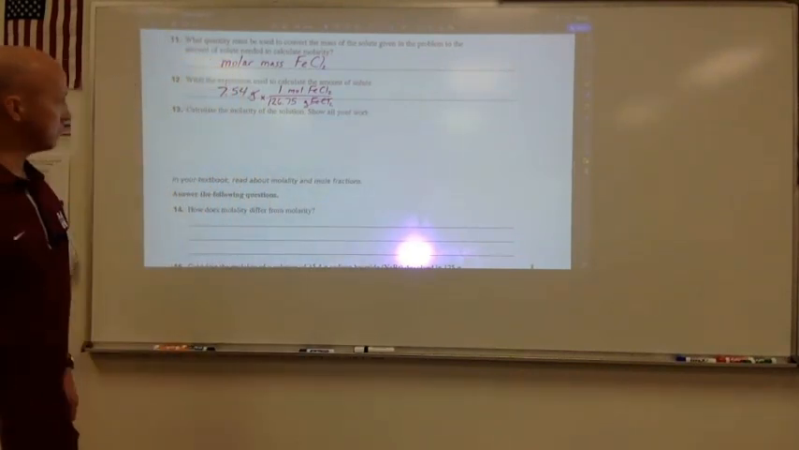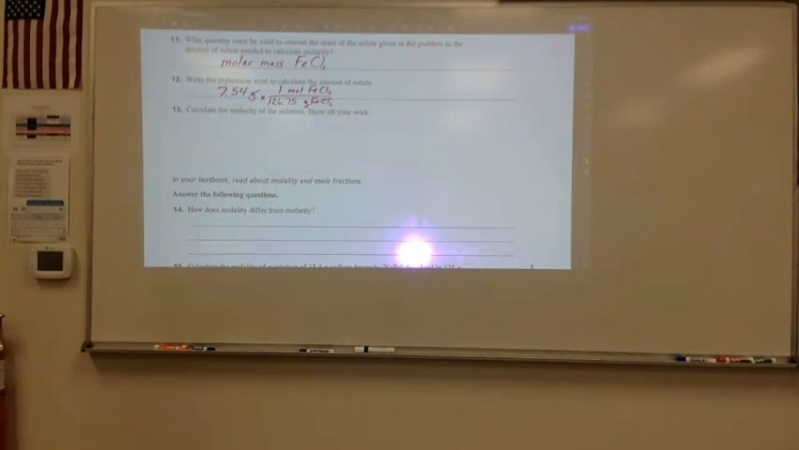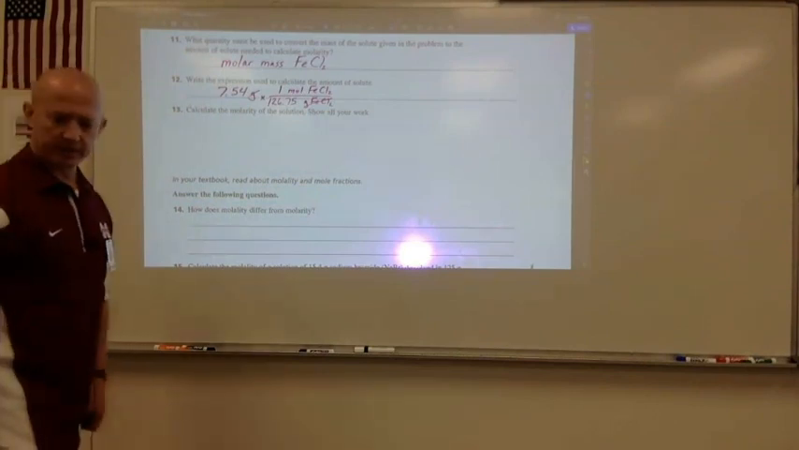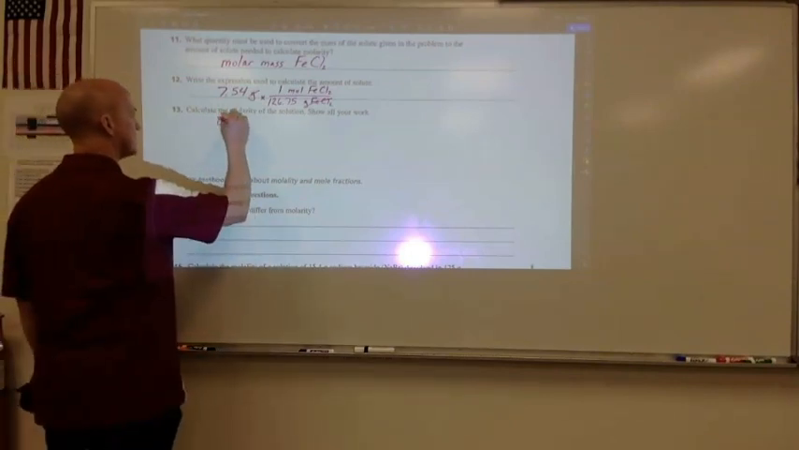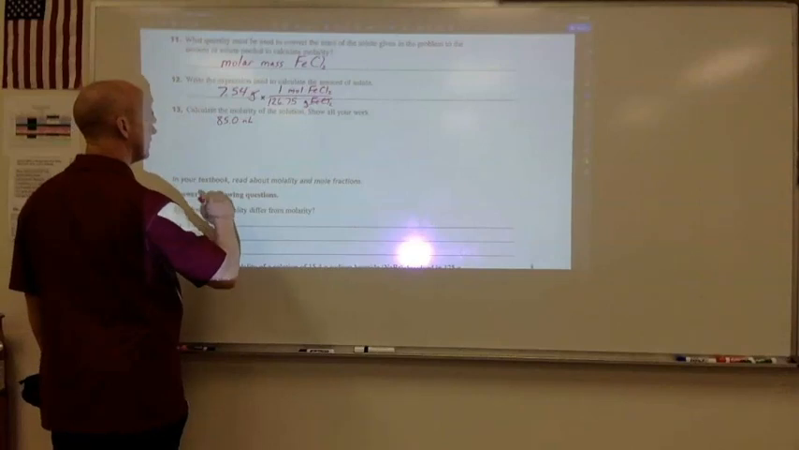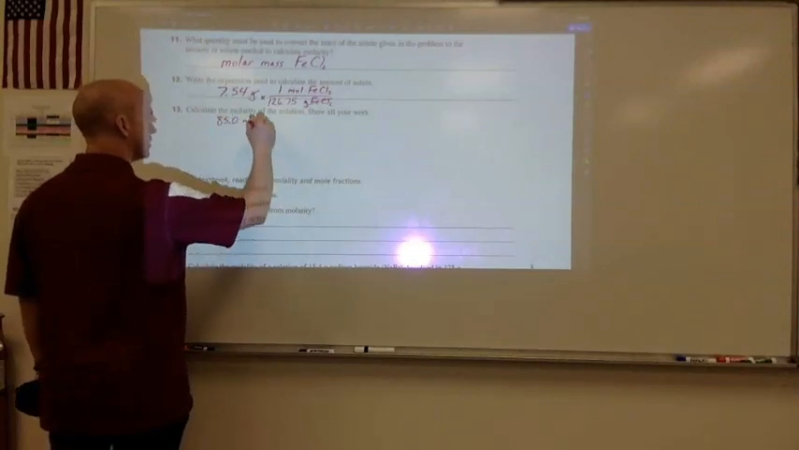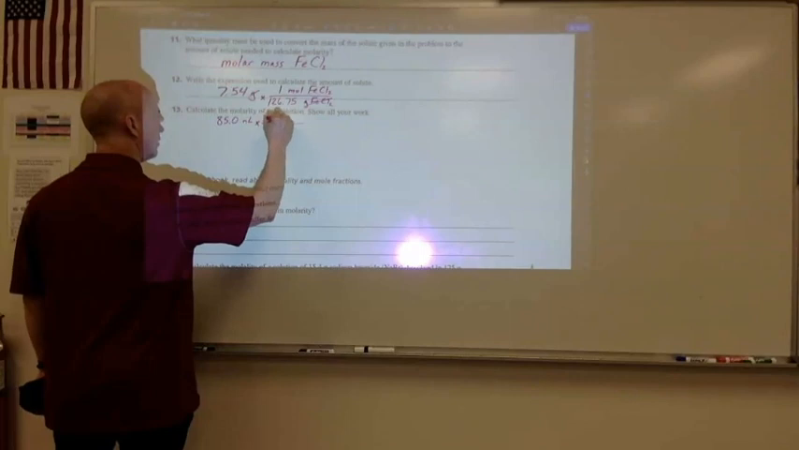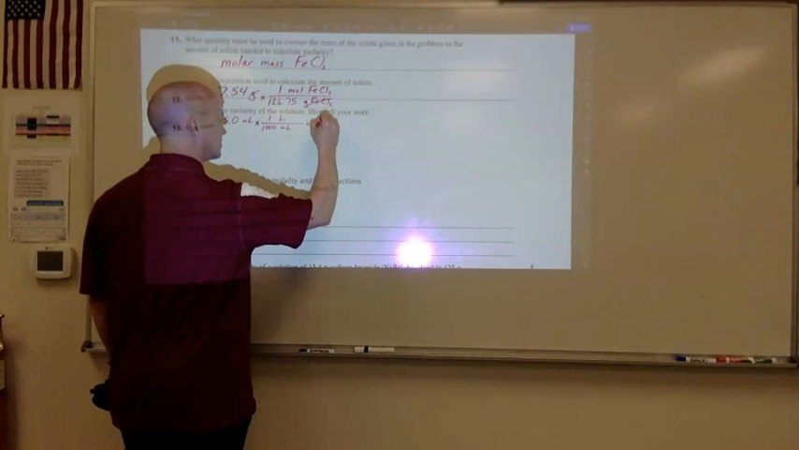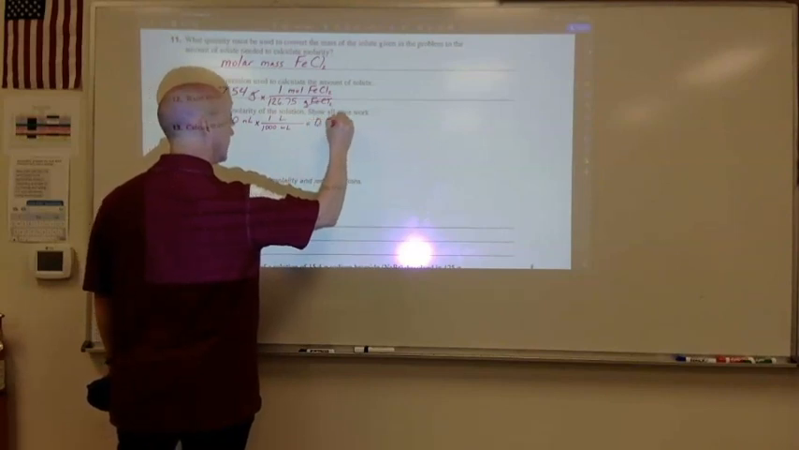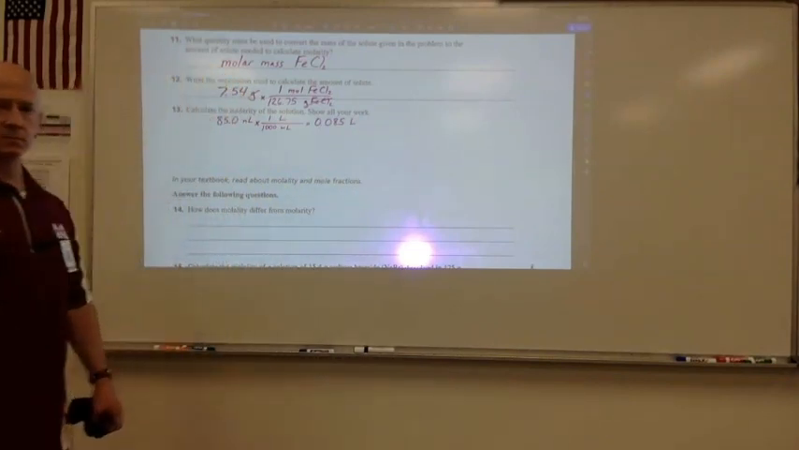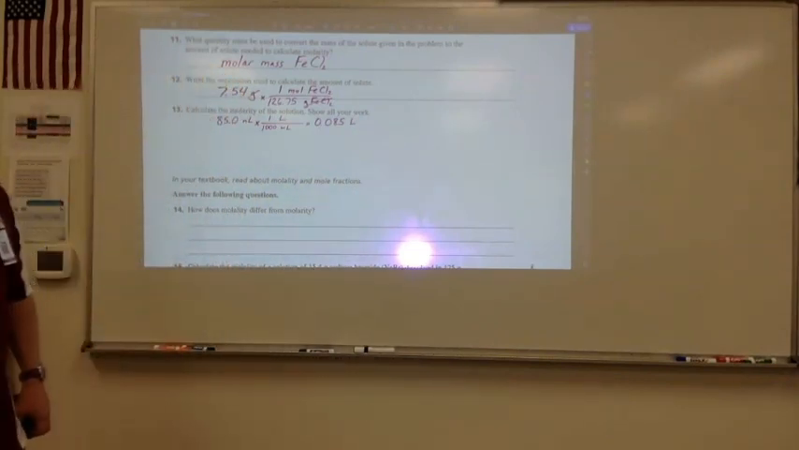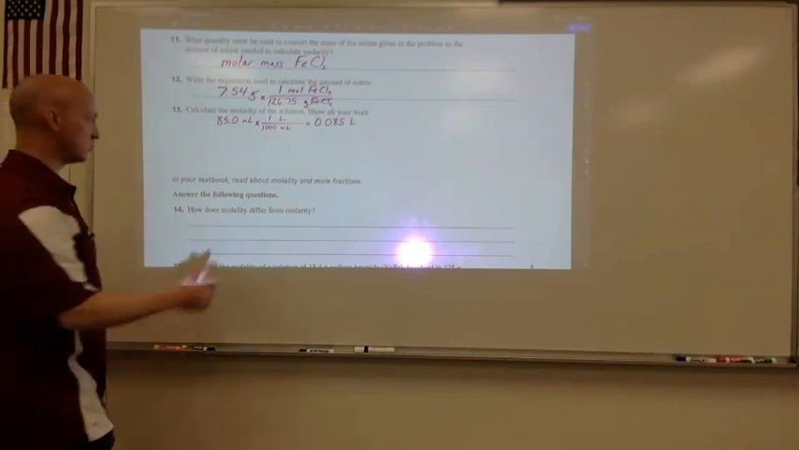Now calculate the molarity of the solution. Show all of your work. Here we go. Molarity. 85 milliliters first. We're going to work the same direction they did, volume first. So 1 liter per 1,000 milliliters gives us 0.085 liters of solution. So far, so good. Now let's figure out the top, the moles.